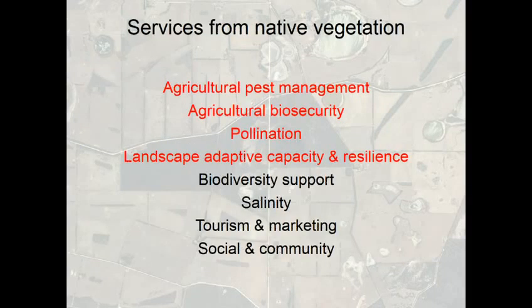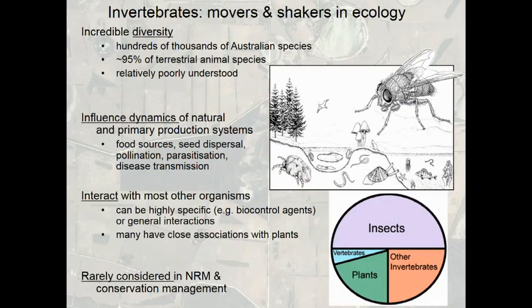Okay, so the report dealt with a whole bunch of ecosystem services that native vegetation provides, but today I'm just going to talk about the top three, which are all mainly to do with agriculture, and they feed into the adaptive capacity and resilience of the landscape. The first thing is to think about invertebrates and their contribution to biodiversity. There are hundreds of thousands of species in Australia, and they represent about 95% of the animals on the land.